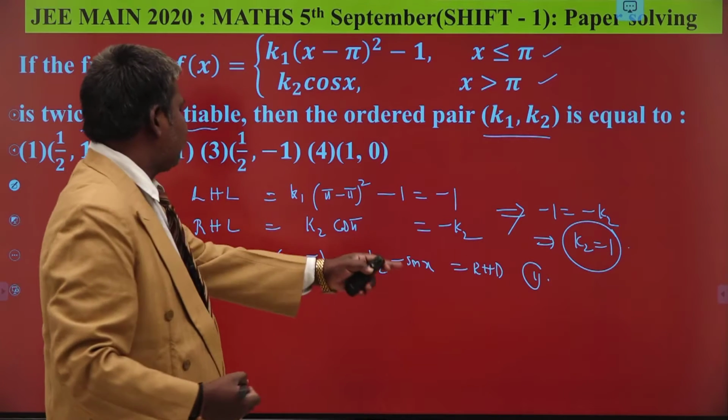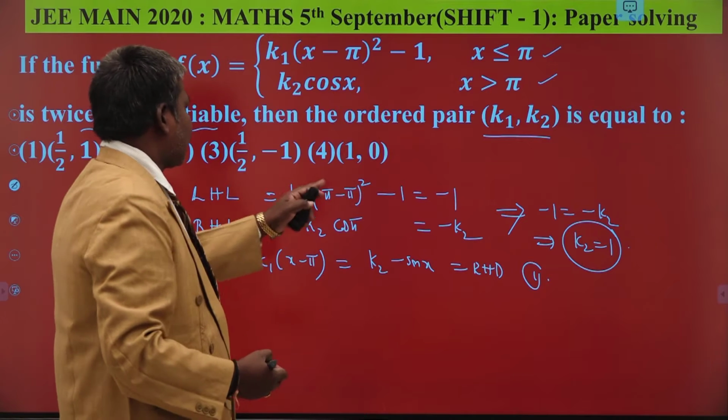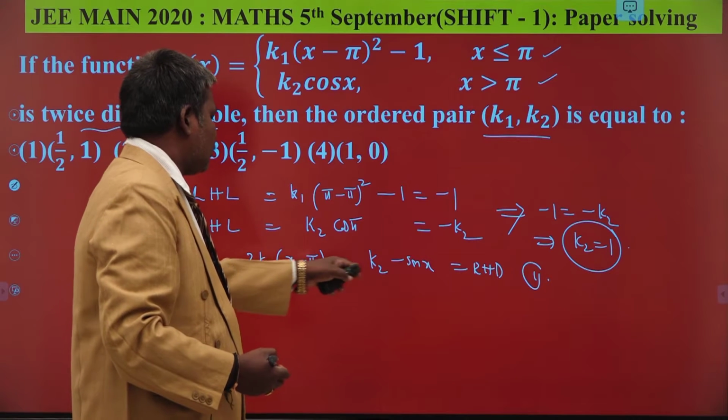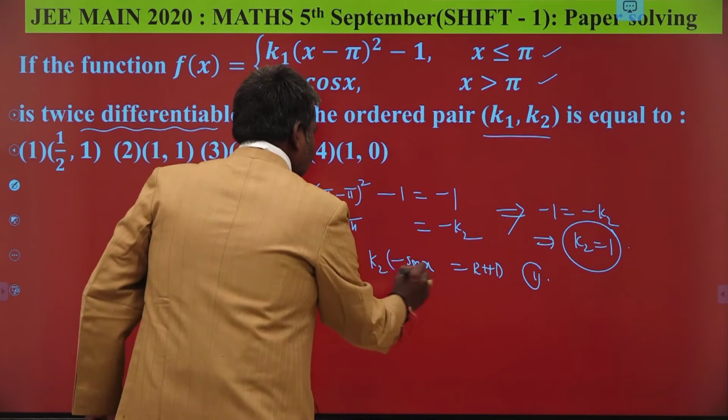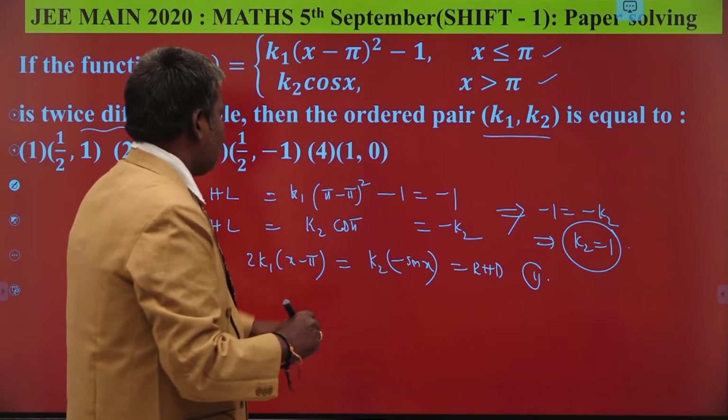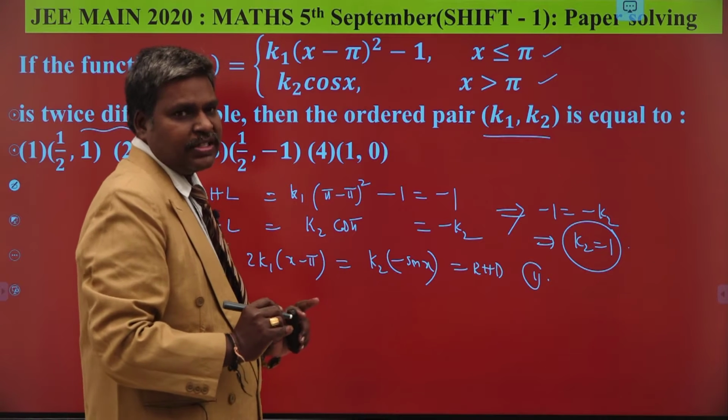So this is valid for the first time differentiation. Put x equals pi. What happened? This is 0. Now the derivative is k2 into minus sin x. Sin pi is 0. 0 into something is 0. 0 equals 0. Satisfied.